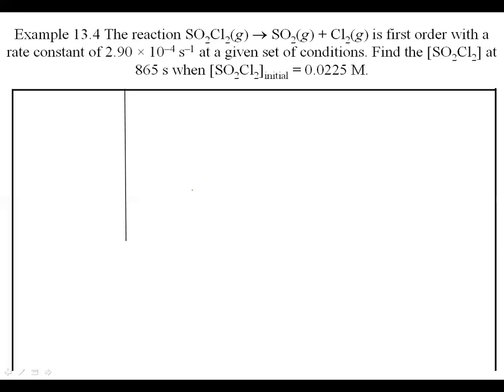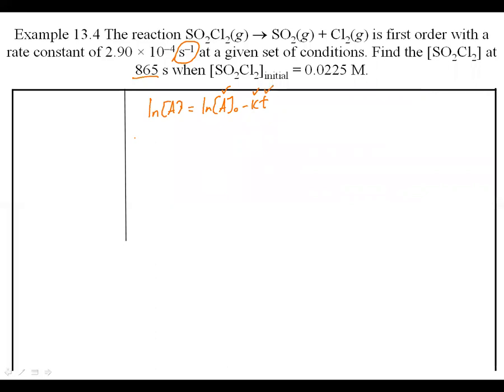Okay, so let's take a look. The key here, if not really told this is first order, you can figure out it is first order based on the units that we see. So again, we want to use our integrated rate law here, and this is specific for first order. In this case, we do have the initial given to us. We do have the rate constant. And we have time given to us. So we have everything on the right-hand side given, and we're looking for what's on the left.